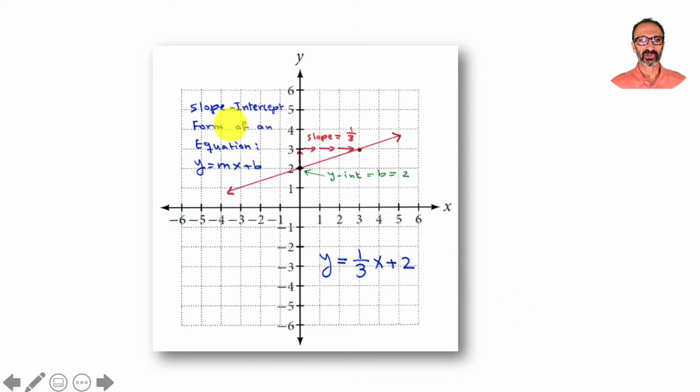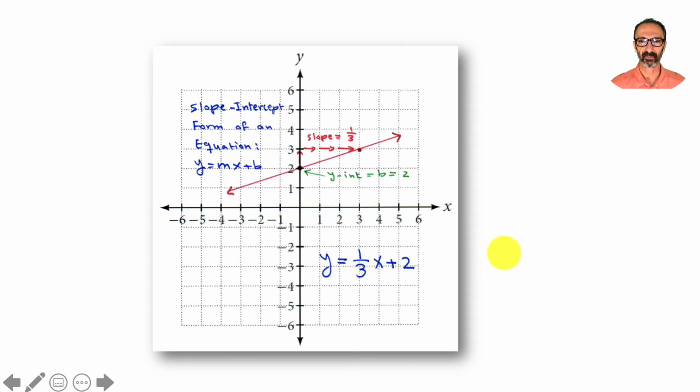The slope-intercept form of an equation is y equals mx plus b. For this example, the y-intercept, where it crosses the y-axis, is at y equals 2. We call it b. That's the y-intercept. The slope, we could read it as rise over run, which is 1/3. So the slope is 1/3, and the y-intercept is 2. So the equation is 1/3 x plus 2.